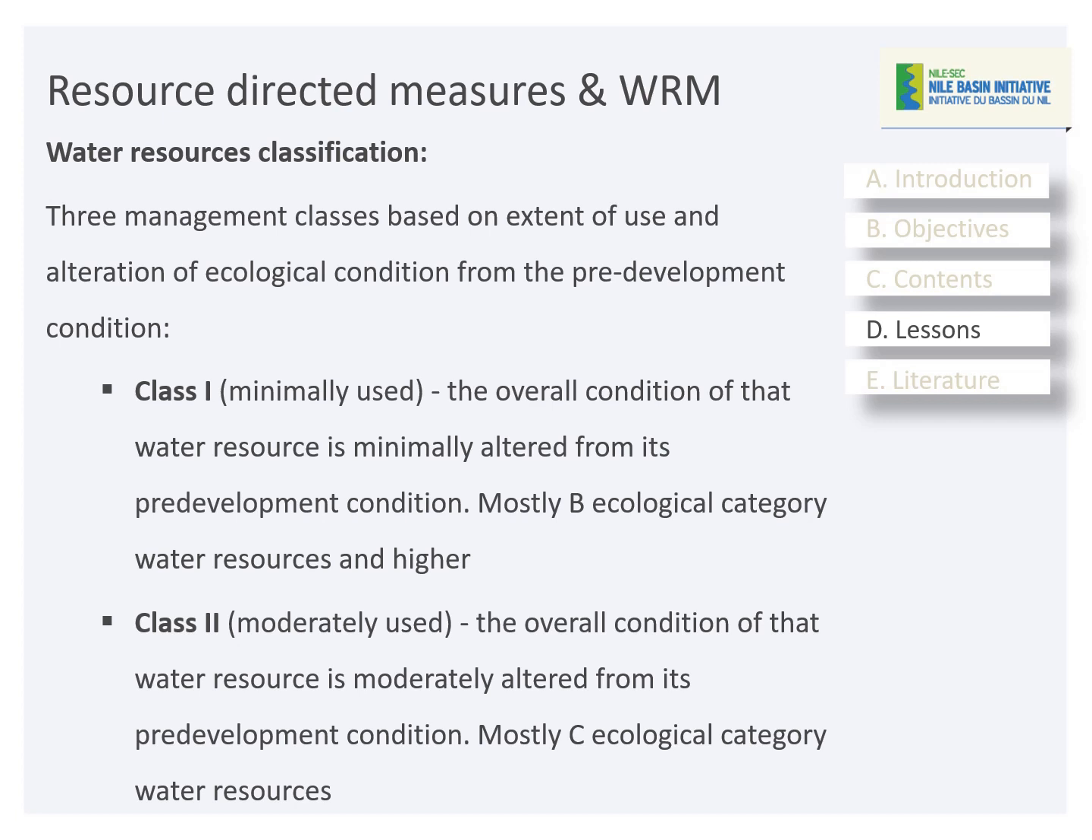So we refer to class 1 as a minimally used classification for a particular integrated IUA. That's those spatial areas that have a consistent use and or protection focus, where the overall condition of the water resource is minimally altered from its pre-development condition. And that we generally refer to must have a B ecological category.